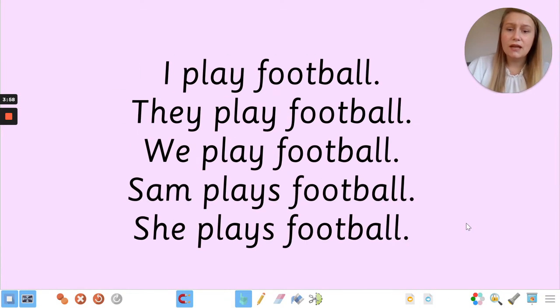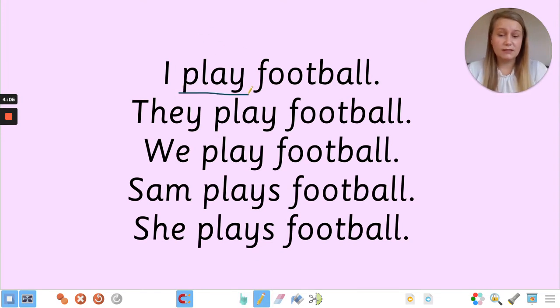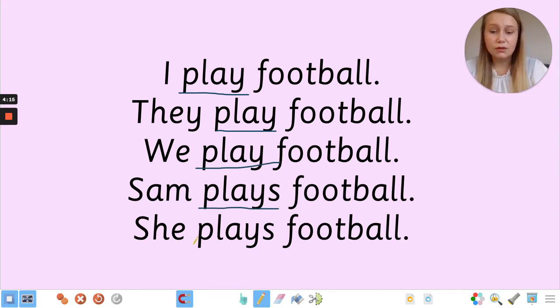So let's have a little look then. You can see here that the verb play can be used to show the present tense. So I play football, they play football, we play football, Sam plays football, or she plays football. The verb play is showing me that the sentence is in the present tense. And you can see that for most of these sentences, the verb is written as play, P-L-A-Y. But for some of these sentences, the verb has also got an S on the end, plays. And in some sentences in the present tense, the verb will just be by itself, or in other sentences, we might need to add an S or an ES spelling pattern on the end.